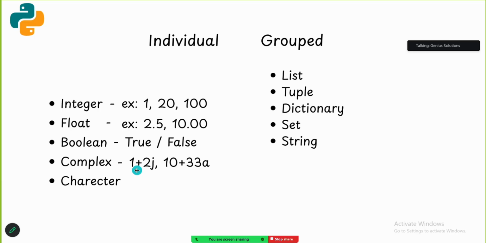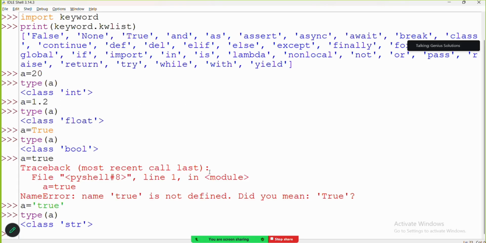Okay, so we are combining 1 plus 2j, 10 plus 33a. Which one is correct in these both? See, which one is correct? According to mathematics, we will use 1 plus 2i or 10 plus 30i, like that, right? But in Python, we have to use only j. Instead of j, if we use any other letter, it will be considered an error. So I will show you, right?